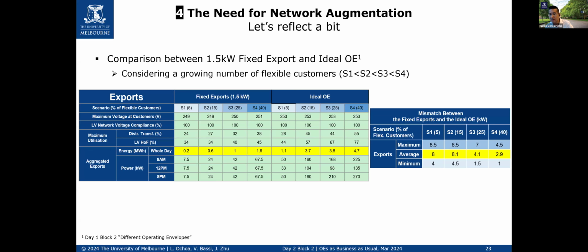The same thing you can see here on the table on the right, where you have the average export, and that is in kilowatts. What is the difference? It is actually becoming smaller and smaller.